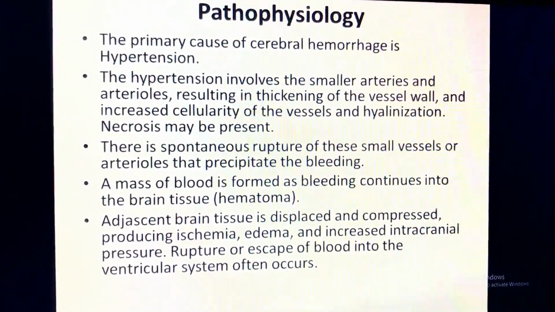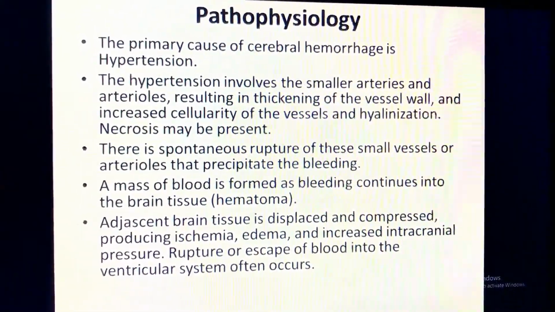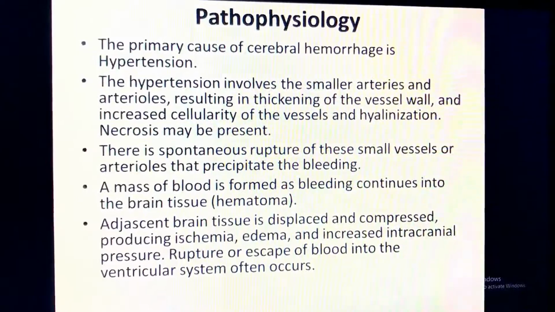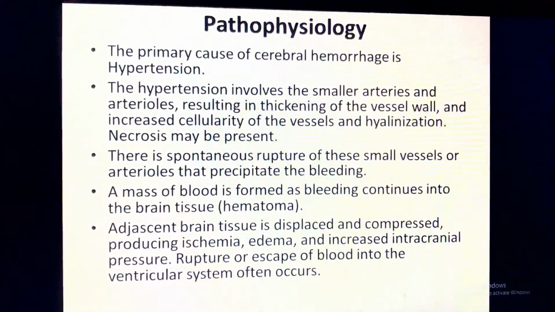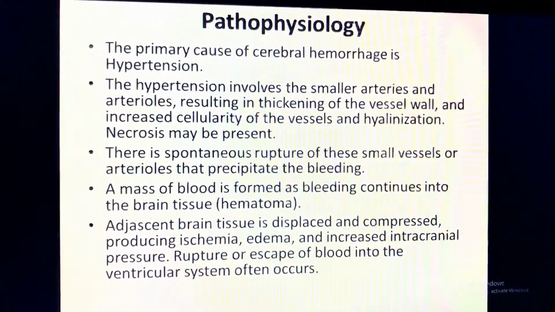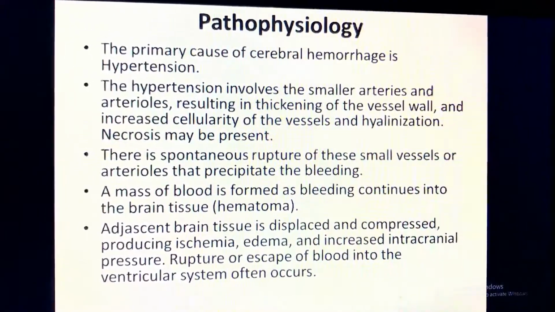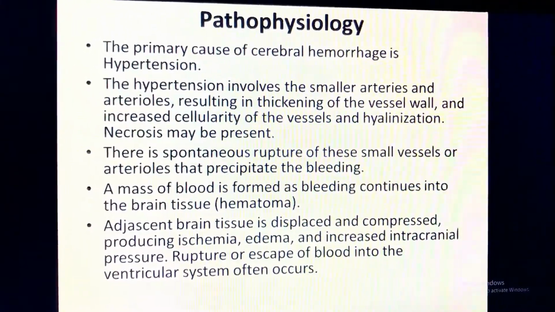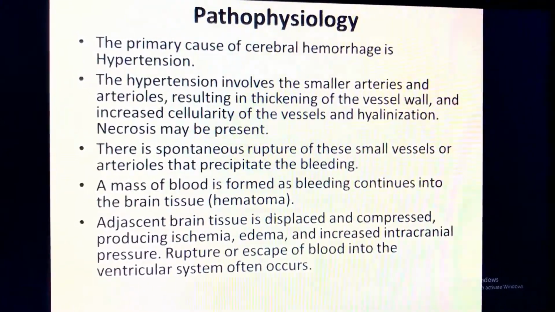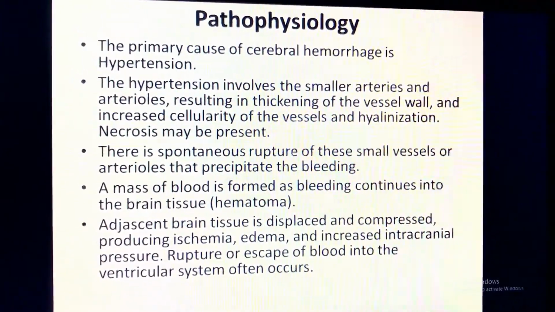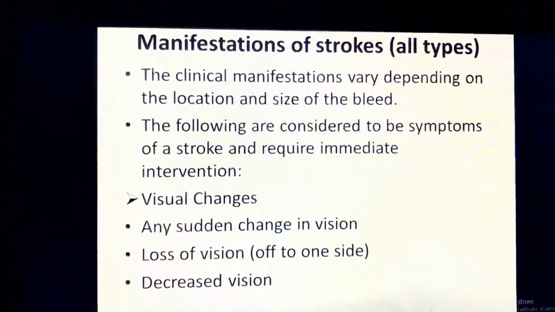A mass of blood is formed as the bleeding continues into the brain tissue and forms a hematoma. The hematoma will compress the adjacent brain tissues, producing ischemia, edema, and increased intracranial pressure. The rupture or escape of blood into the ventricular system often occurs. Okay, this is the pathophysiology of the hemorrhagic stroke.